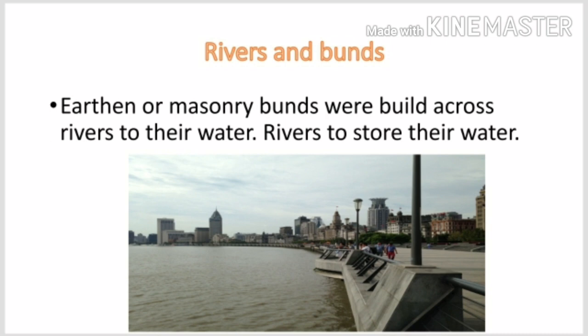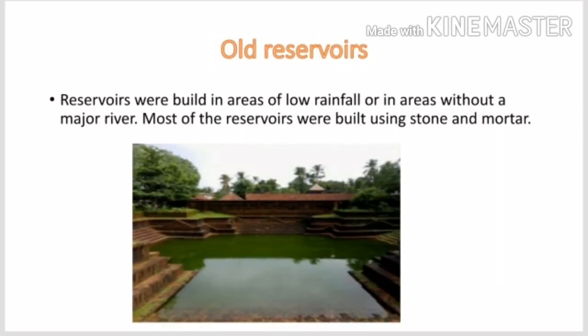Next is the rivers and bunds. Earthen or masonry bunds were built across rivers to store their water. Next is the old reservoirs. Reservoirs were built in areas of low rainfall or in areas without a major river. Most of the reservoirs were built using stone and mortar.